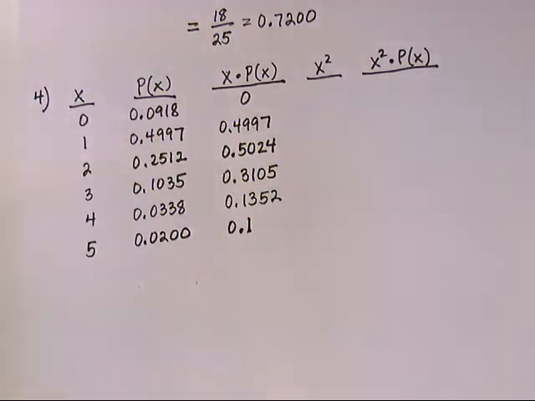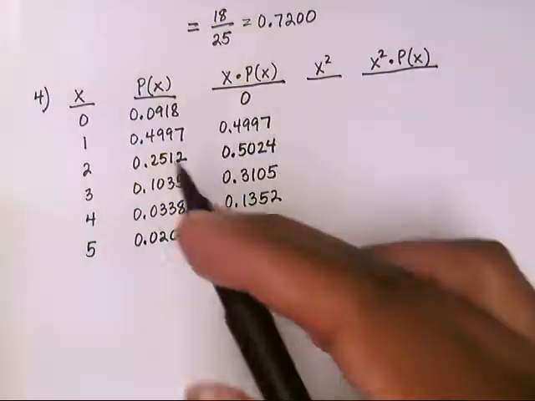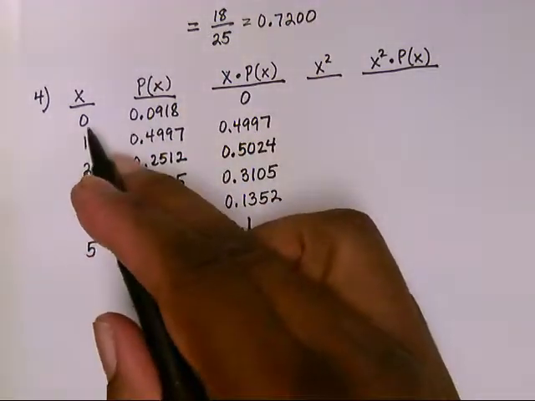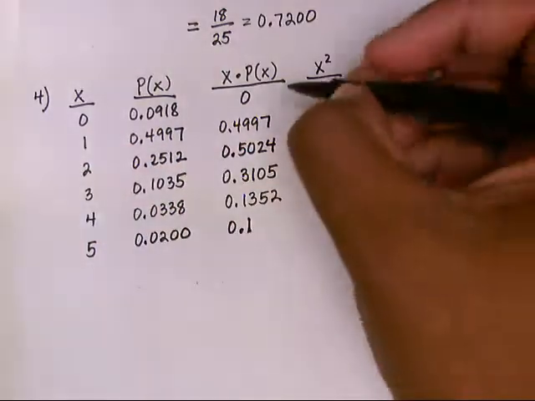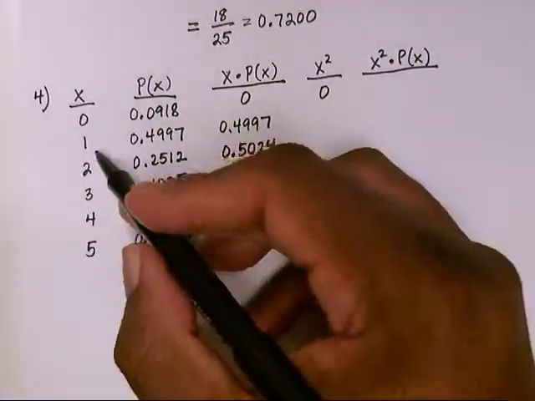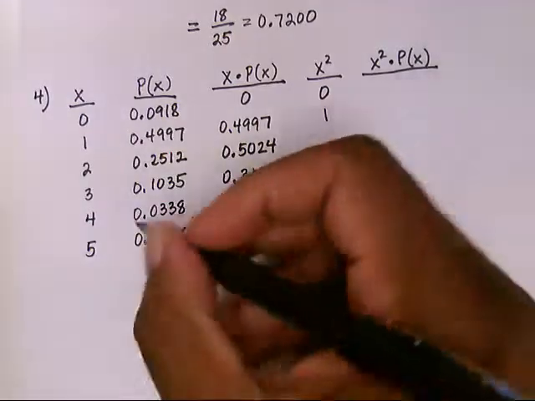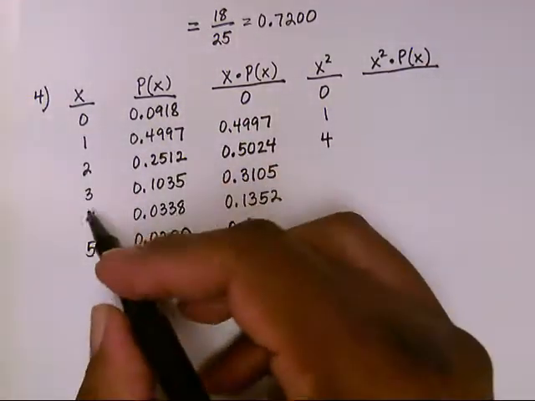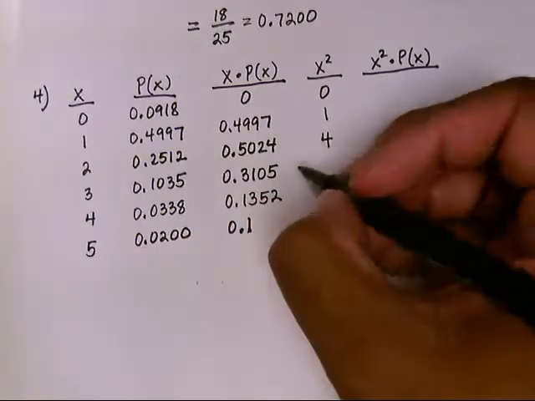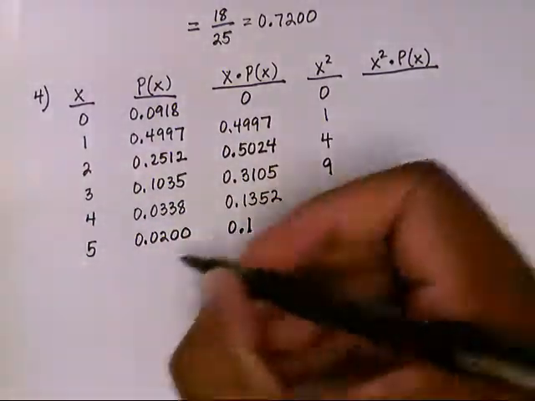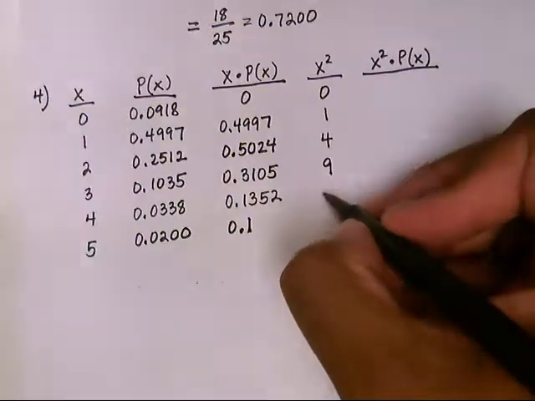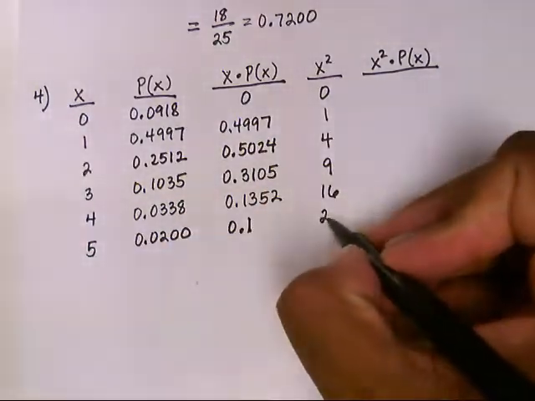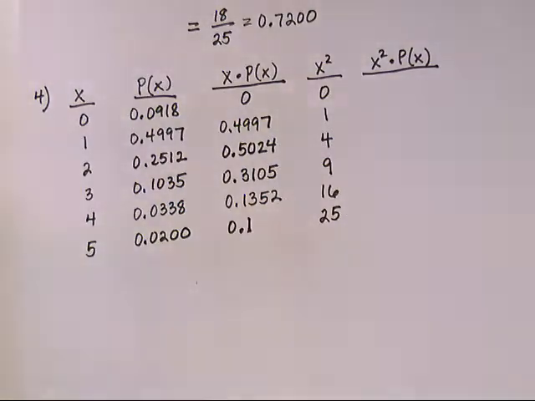Okay. And now for the x squared column, we just square each individual x value. So if I square 0, that's 0. 1 squared is 1. 2 squared would be 2 times 2, which is 4. 3 squared, 3 times 3, that's 9. 4 squared, 4 times 4, that's 16. And then 5 squared, 5 times 5, that will be 25.